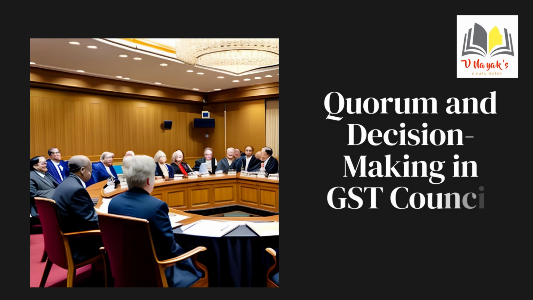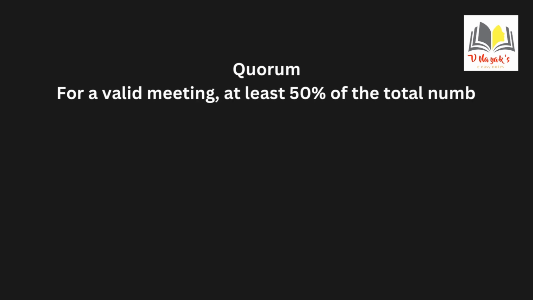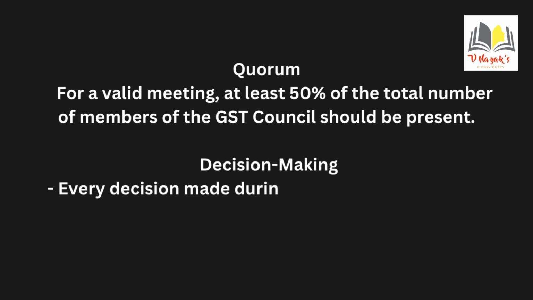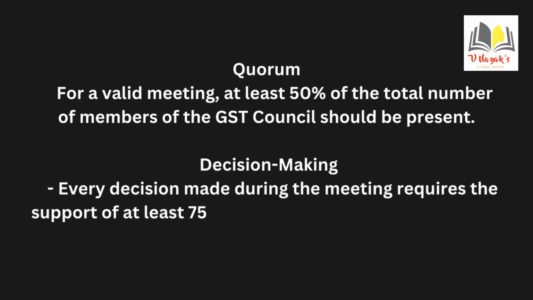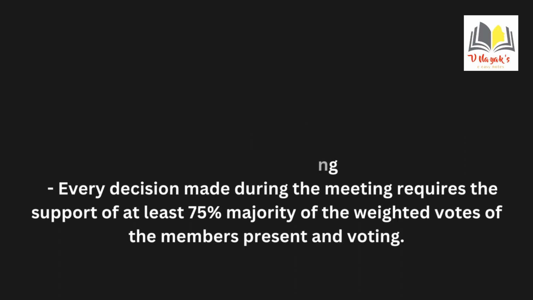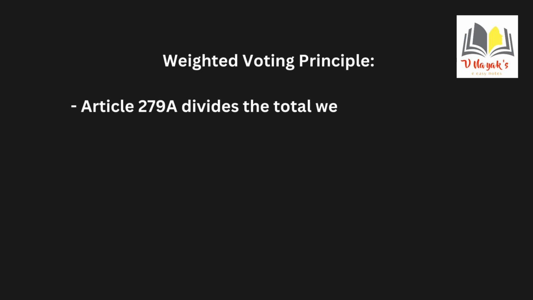Quorum and decision-making in GST Council. Quorum: for a valid meeting, at least 50% of the total number of members of the GST Council should be present. Decision-making: every decision made during the meeting requires the support of at least 75% majority of the weighted votes of the members present and voting. Weighted voting principle: Article 279A divides the total weighted votes cast between the central government and state governments. The central government's vote carries a weight of 1/3 of the total votes. The state governments' votes together carry a weight of 2/3 of the total votes cast in the meeting.